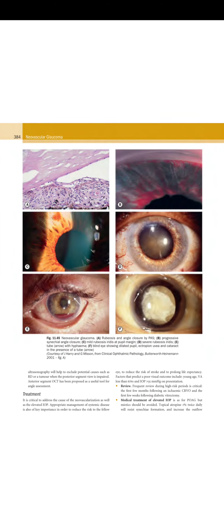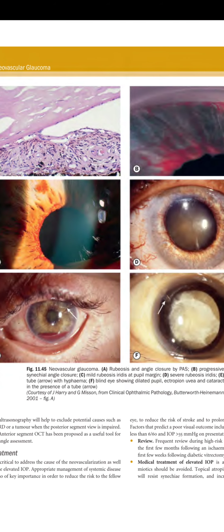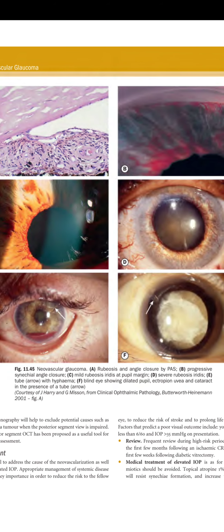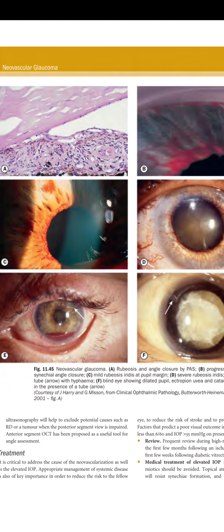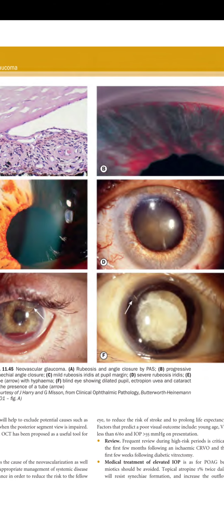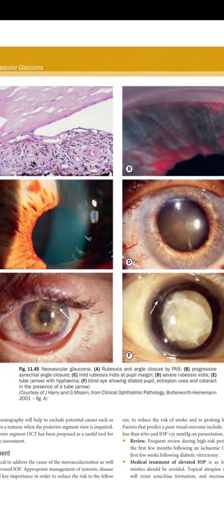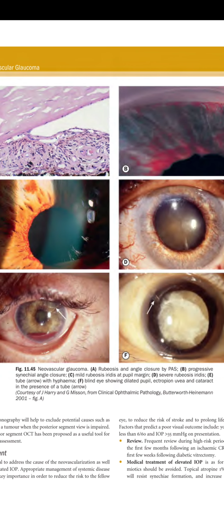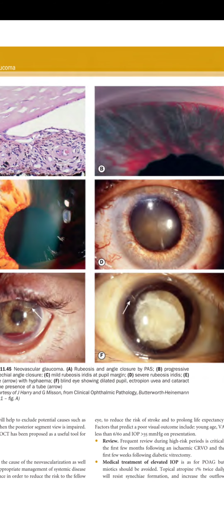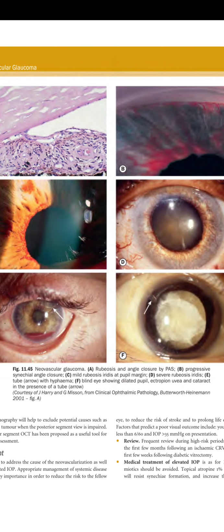So let's see figure 11.45. It is showing neovascular glaucoma. A is showing rubeosis and angle closure by peripheral anterior synechiae. B is showing progressive synechial angle closure. C is showing mild rubeosis iridis at the pupillary margin. D is showing severe rubeosis iridis.